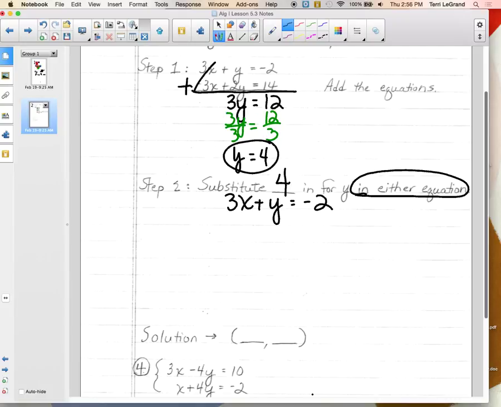So what happens when we put in 4 for y? We have an equation to solve for x. This one is actually going to take more time than step 1 this time. So go ahead and get it solved for x.